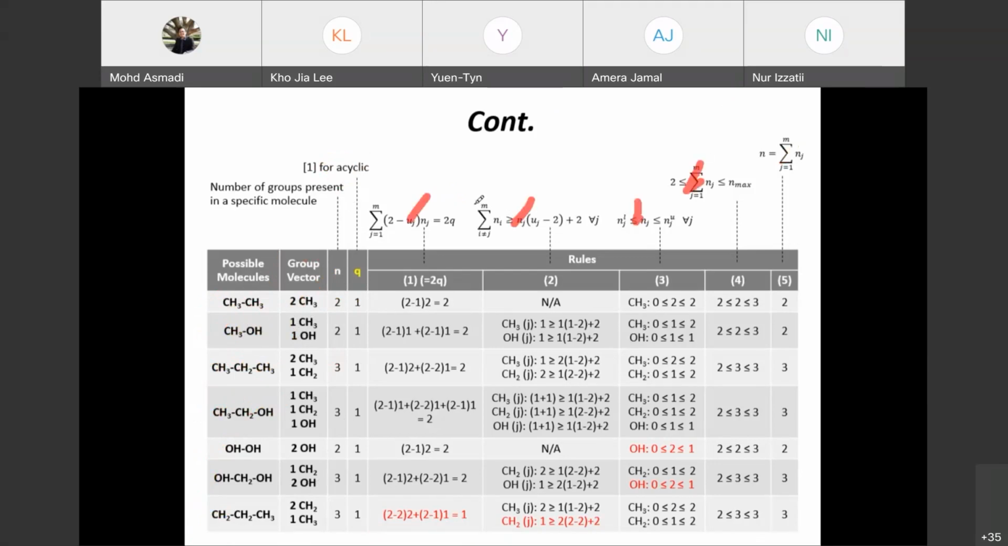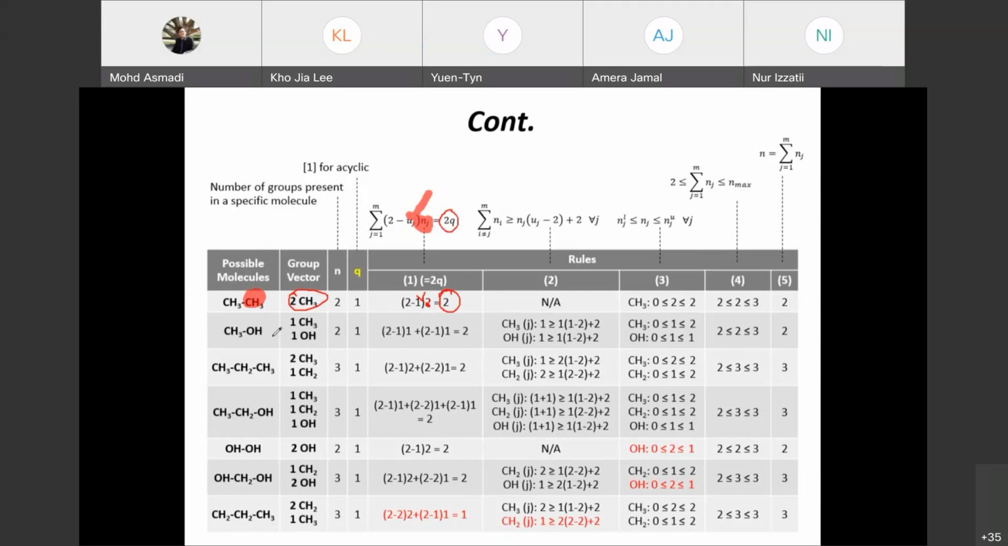If you follow, this one is the number of valence, UJ, for J, which is CH3 here. If you insert, 2 minus the valence, which is 1, because CH3 only has 1 valence, and times 2 because we have 2 CH3, it equals 2.